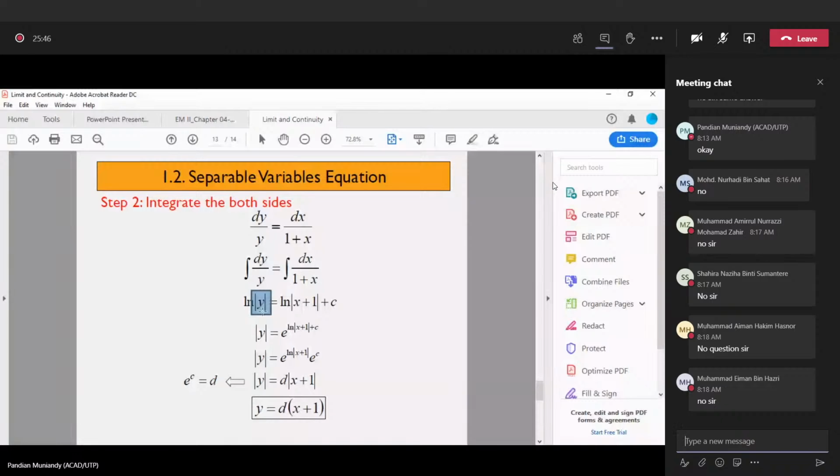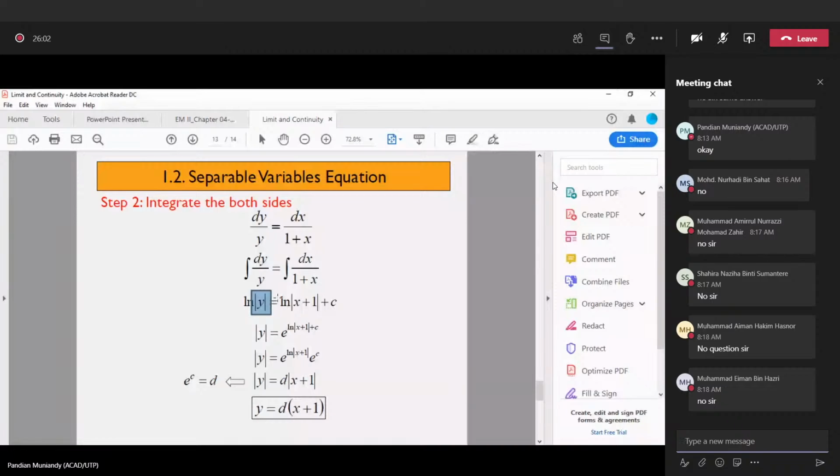So ln y equals to integration of 1 over 1 plus x, which is ln of x plus 1, because if you differentiate 1 plus x, you get 1. So therefore, ln of x plus 1, plus c.